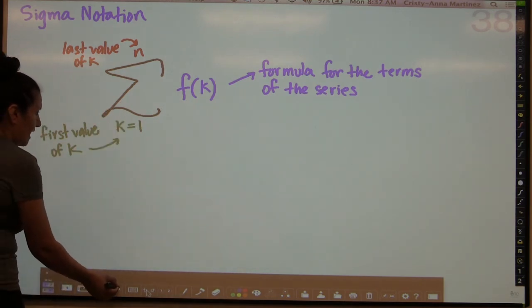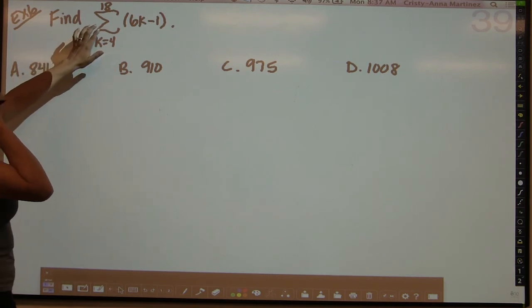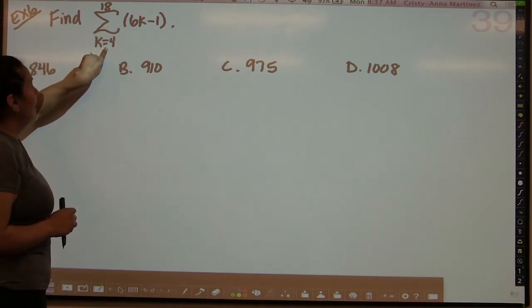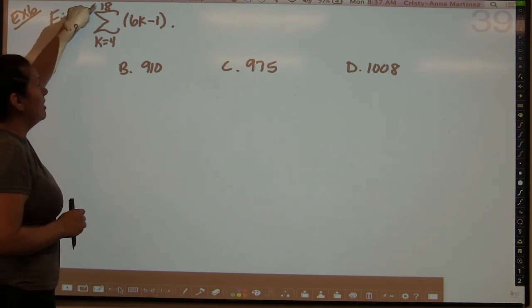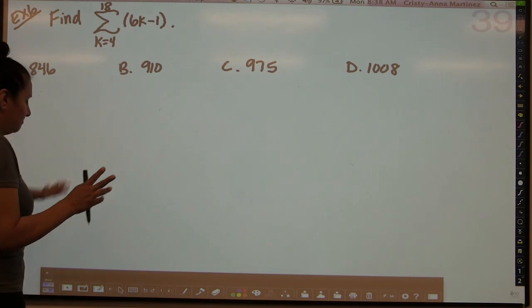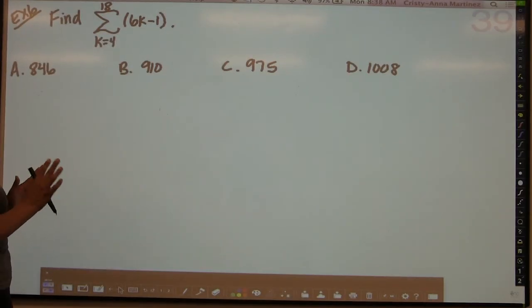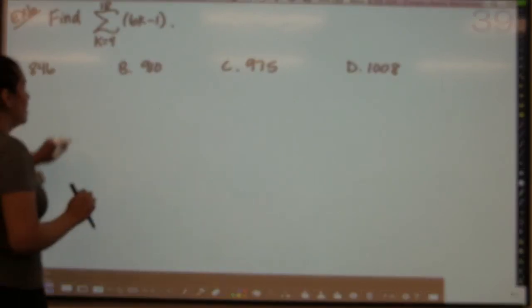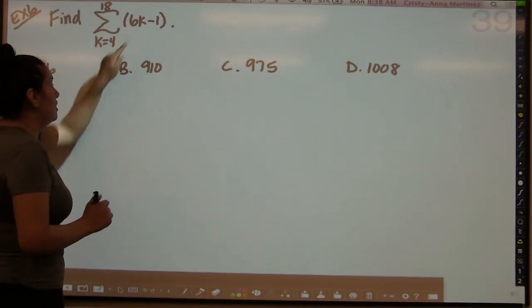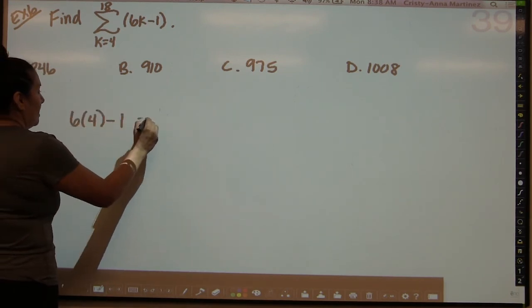So we're going to use that in this example here. You'll see what I mean. It says find the sum starting from the 4th term, ending at the 18th term of 6k minus 1. This is your formula. Before we get going, I'm just going to show you what it means. We're not going to do them all because there would be too many. But what it means is you would start here. So you would plug 4 into this formula. So you're going to go 6 times 4 minus 1, and you're going to get a value.